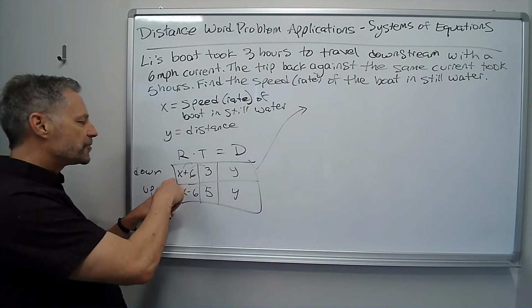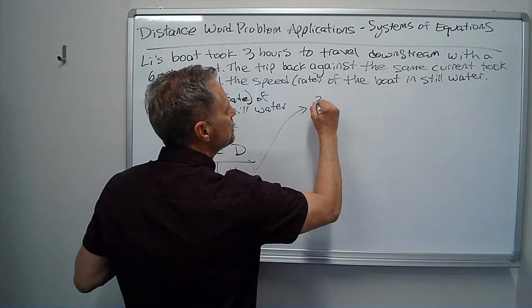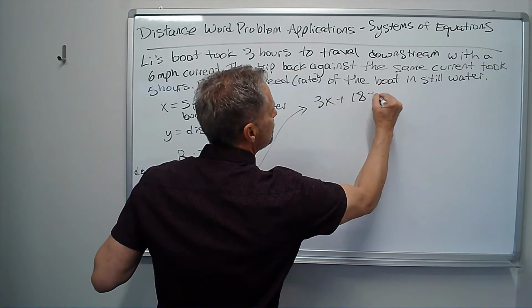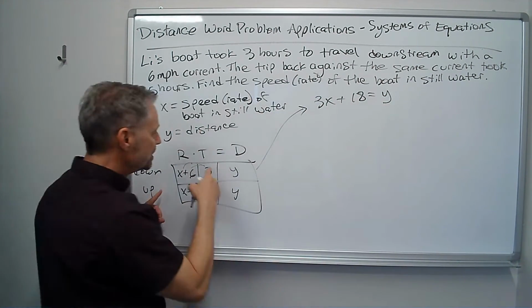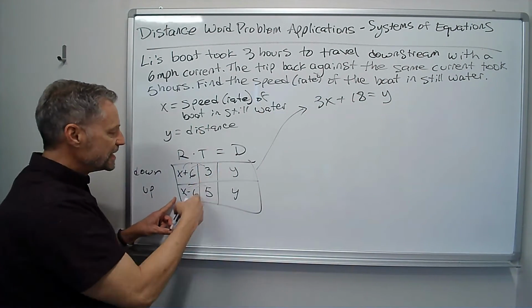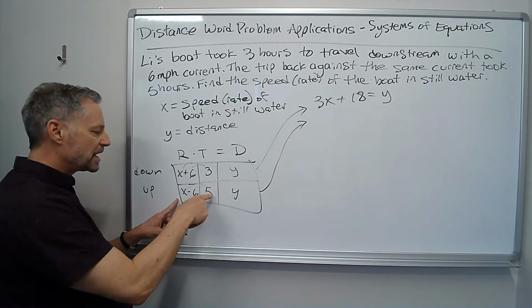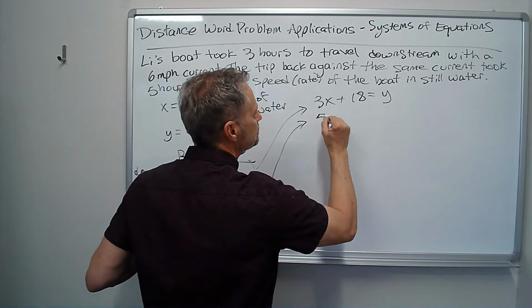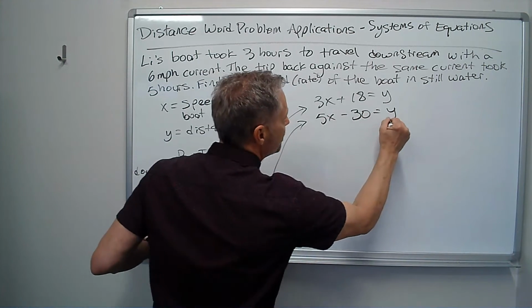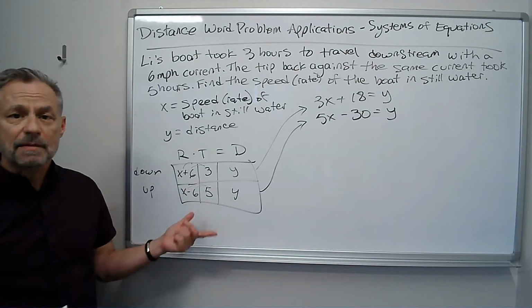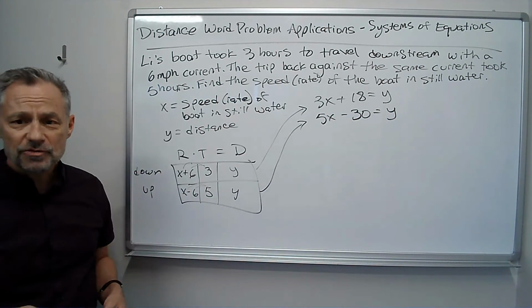I'm going to get 3x plus 18 equals y, equals the distance. The distance is y. This one, same idea: I'm going to multiply through, 5x minus 30, and that also equals y. Same distance, same y value. Now I'm in two variables.